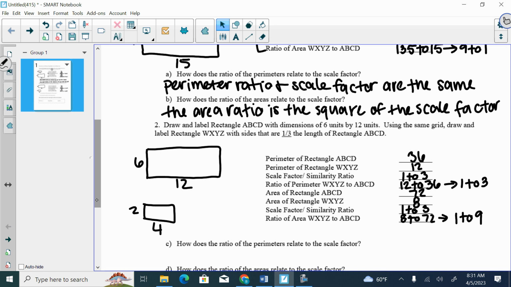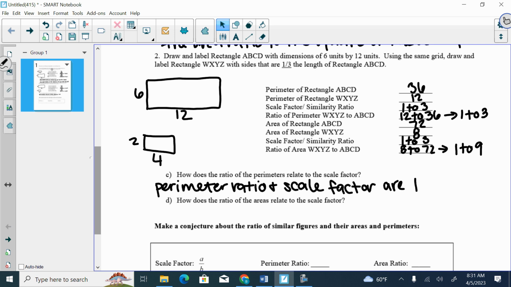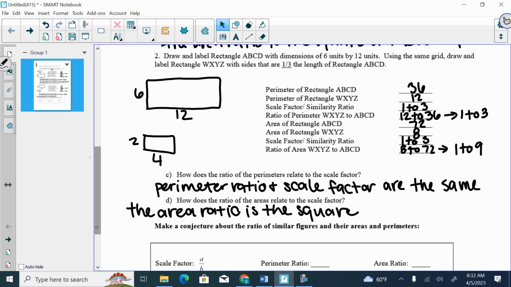All right, so again, how did our scale factor and perimeter ratios compare? They're the same. All right, and what about your scale factor and area ratio? How did those compare? Again, we squared it, right? Good. So the area ratio is the square of the scale factor.